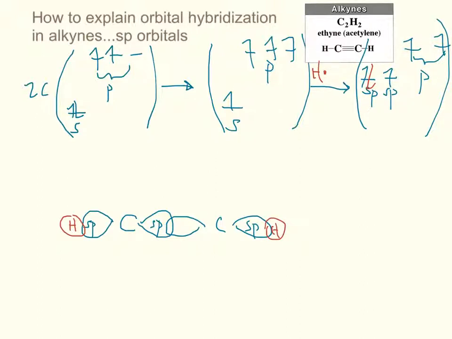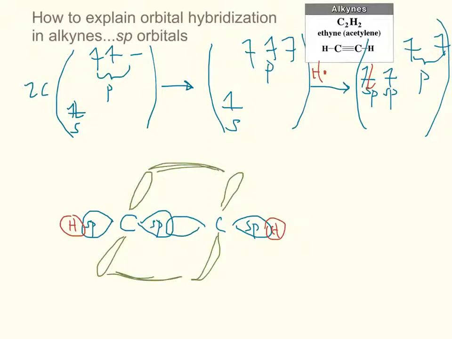Now, please note, there are still two empty p orbitals. I'll draw one in this color on each carbon, and they're interacting with each other. That could be the py. It doesn't really matter what we call it.